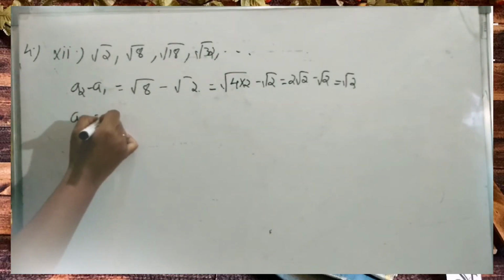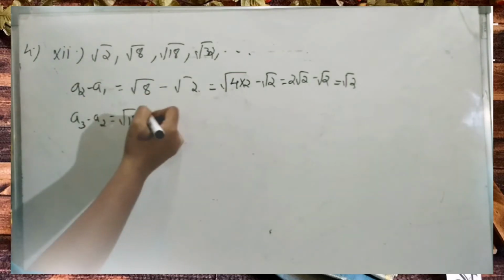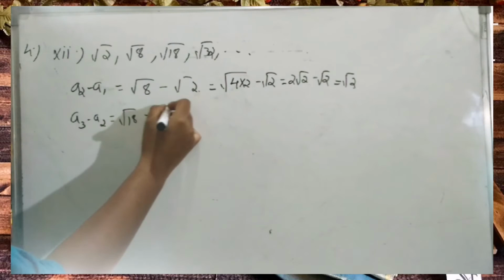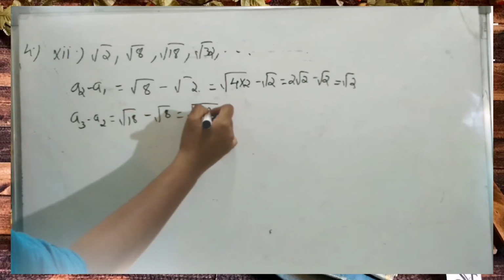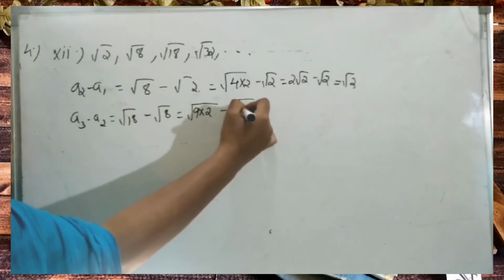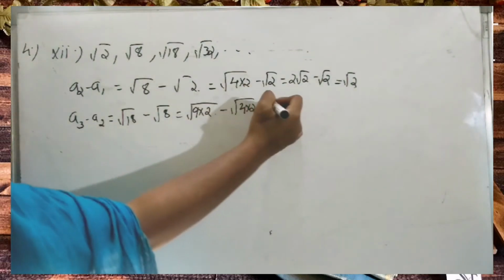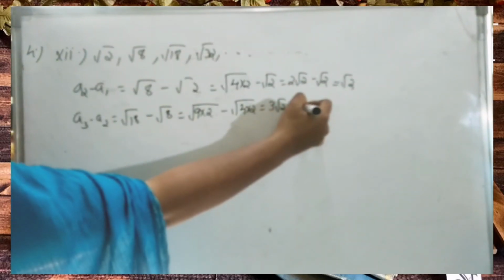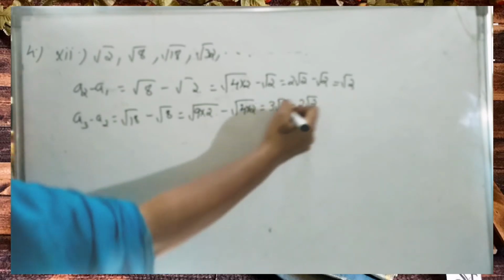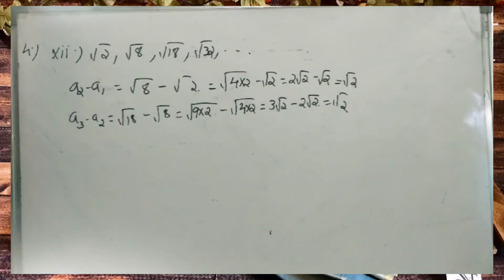A3 minus A2. A3 is root 18 minus root 8. Root 18 we can write as root of 9 into 2 minus root of 4 into 2. 9, take it outside of the square root, then that becomes 3 root 2. And 4, if you take it outside of the square root, then that is 2, then 2 root 2. 3 root 2 minus 2 root 2 is equal to root 2.